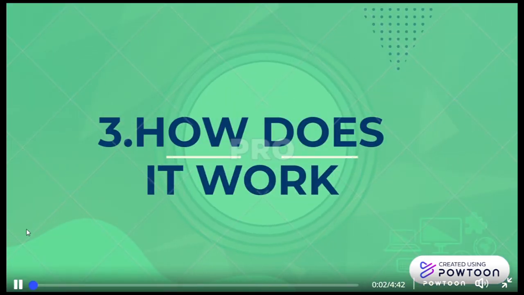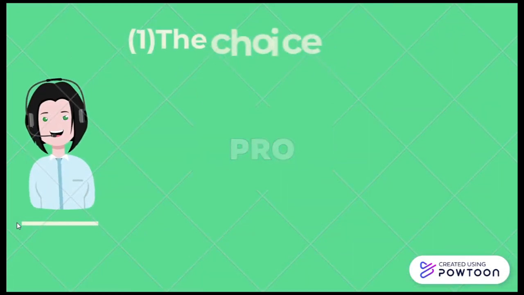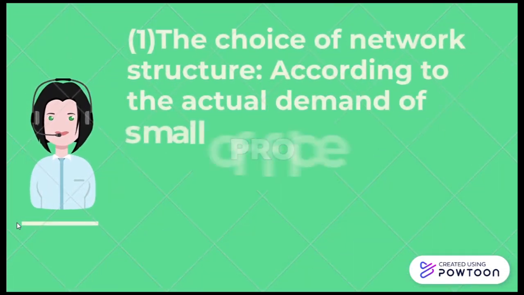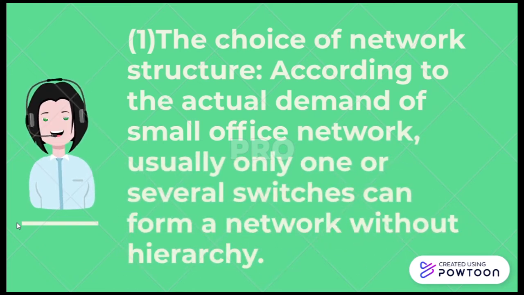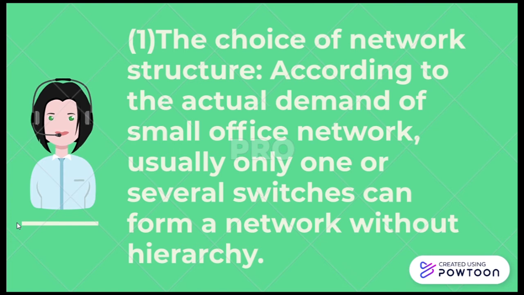I will continue with the third point. How does a small office network work? First, the choice of network structure. According to the actual demand of a small office network, usually only one or several switches can form a network without hierarchy.